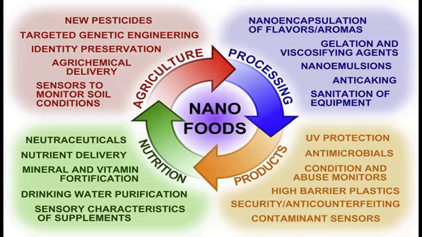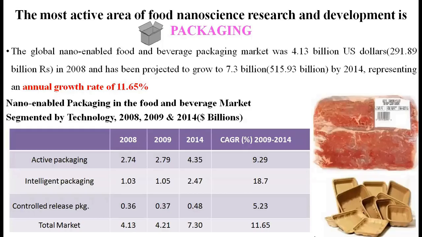In the case of products, these mainly deal with the packaging section, like UV protection, where the product is protected from UV light, antimicrobial conditions, and abuse monitors. Then high barrier plastics are made with the help of nanoparticles. Then security and anti-counterfeiting, contaminant sensors. Then nutraceuticals, nutrient delivery, minerals and vitamins fortification. In the case of nutrition, we say drinking water purification, then sensor characteristics of supplements. These are some of the applications of nanofood, or nanotechnology, in different fields. So now we will move towards our main point, that is packaging.